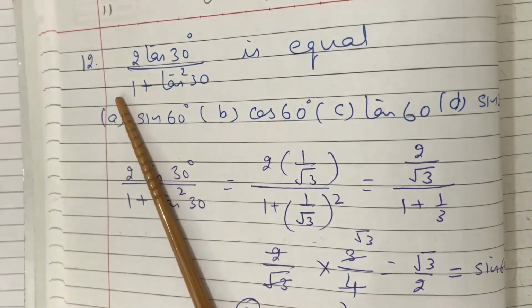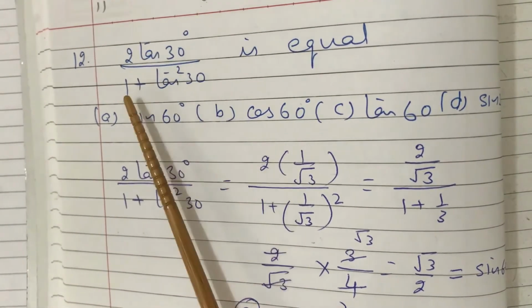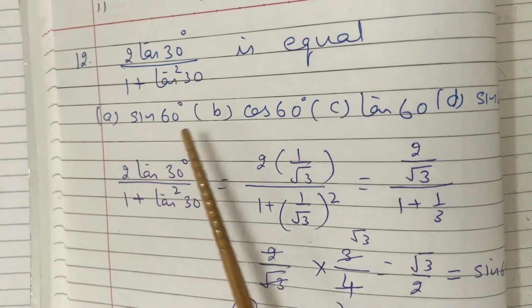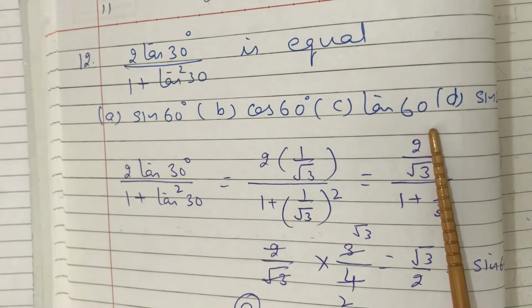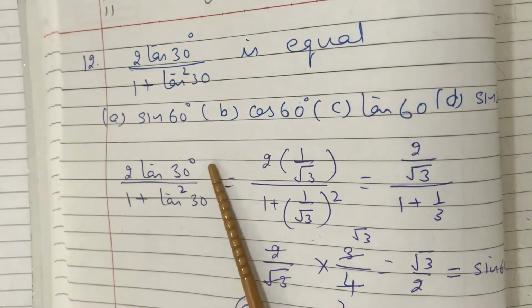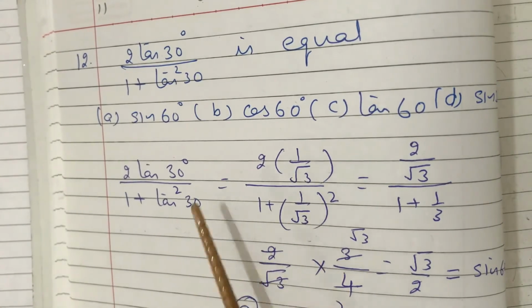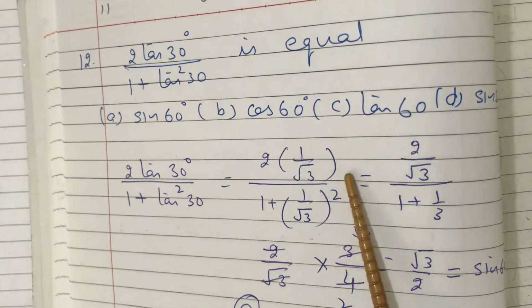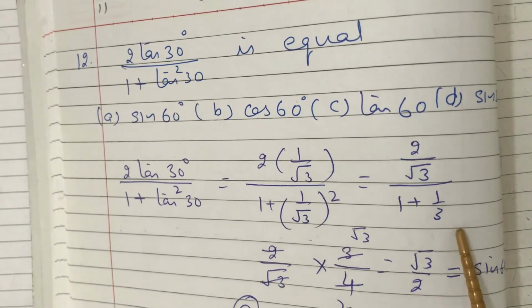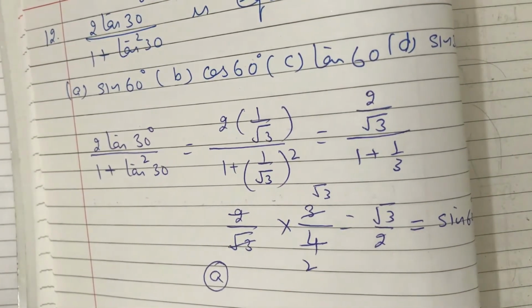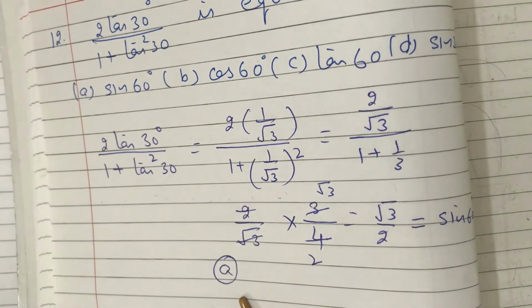Now the 12th question is 2 tan 30 degree upon 1 plus tan square 30 degree is equal to, there are 4 options. Write the right one. 2 tan 30 degree upon 1 plus tan square 30 degree. Substitute the values. Tan 30 degree is 1/√3. So when you substitute the values, you will get √3/2, which is equal to sin 60 degree. So A is the option.